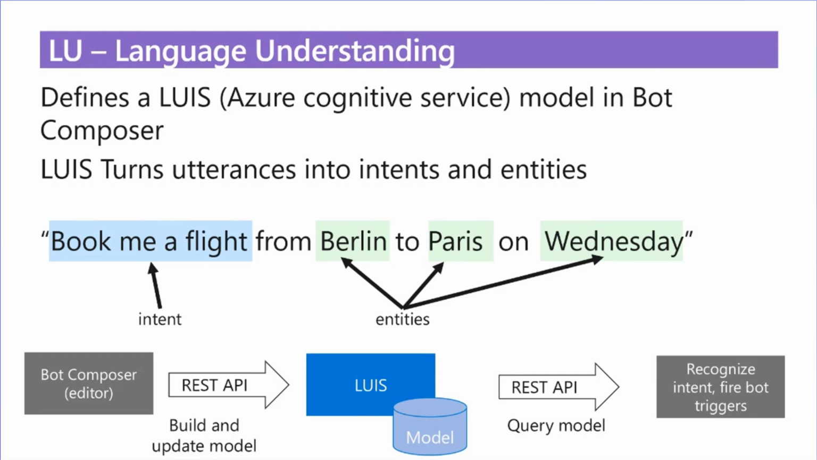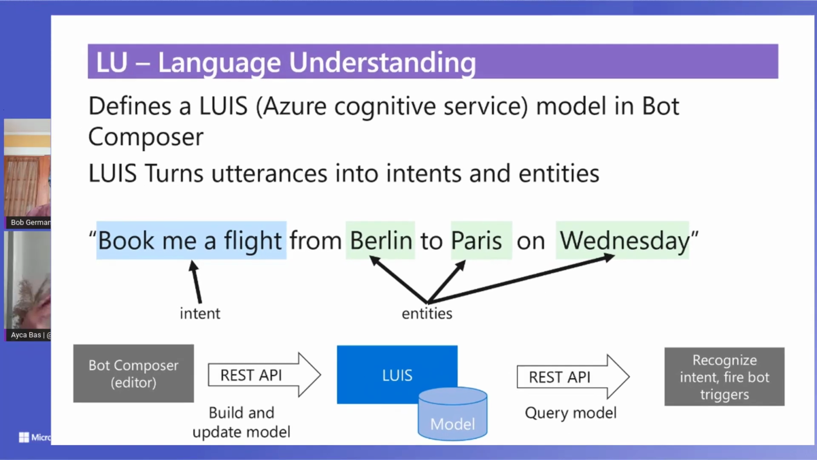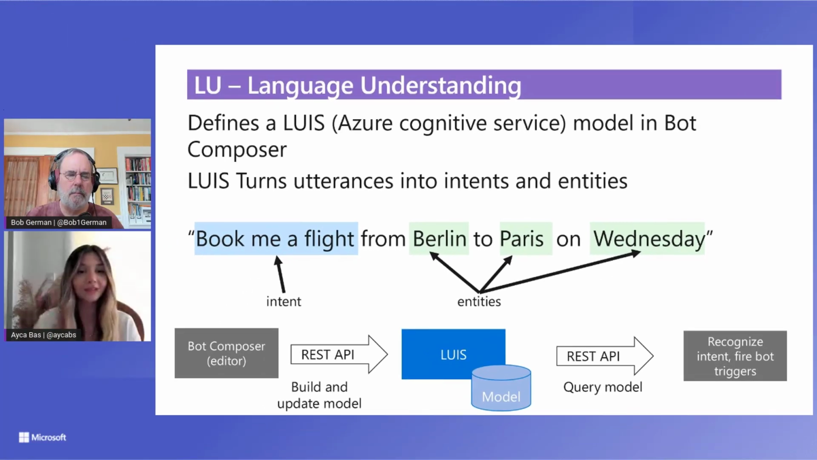So this is pretty much it. We have three main things available in the Language Understanding Intelligent Service: intents, utterances, and entities. If you know those three, I think you're good to go with language understanding.